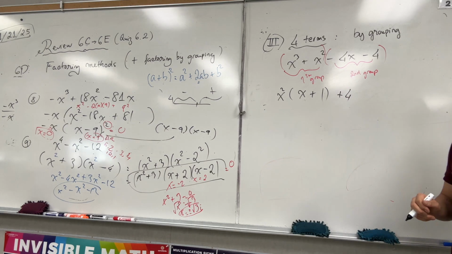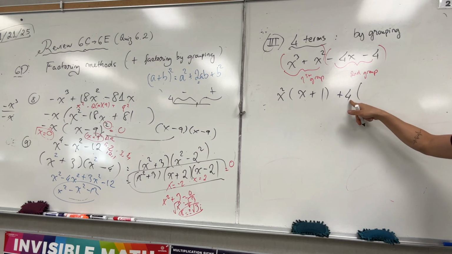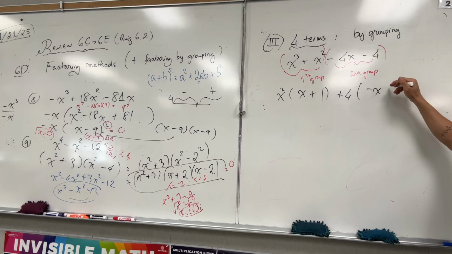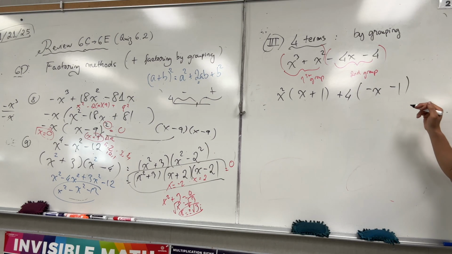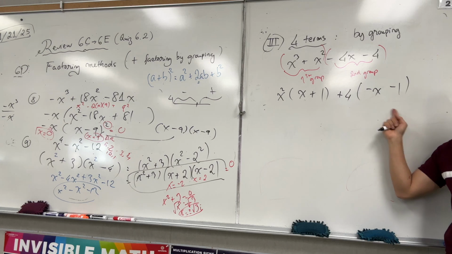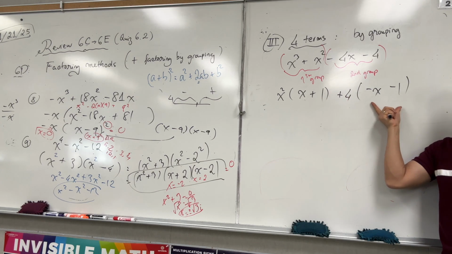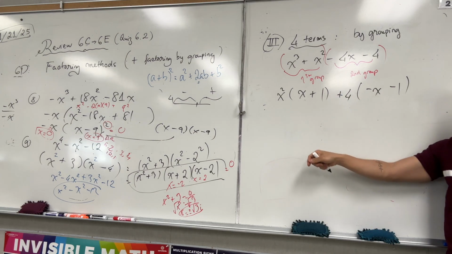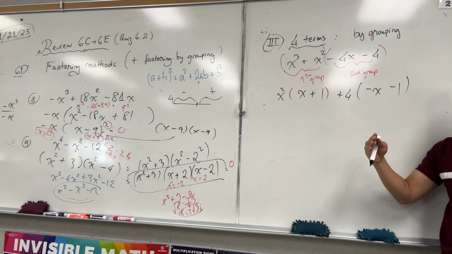Now, if you forgot and factor the positive 4, look what happened. I'm going to show you how you fix it. You factor the positive 4. What do you have? I have negative x and negative 1, right? You're going to be stuck right here, because they're not the same. You see that? X plus 1, negative x minus 1. They're not the same for you to keep moving to the next step.